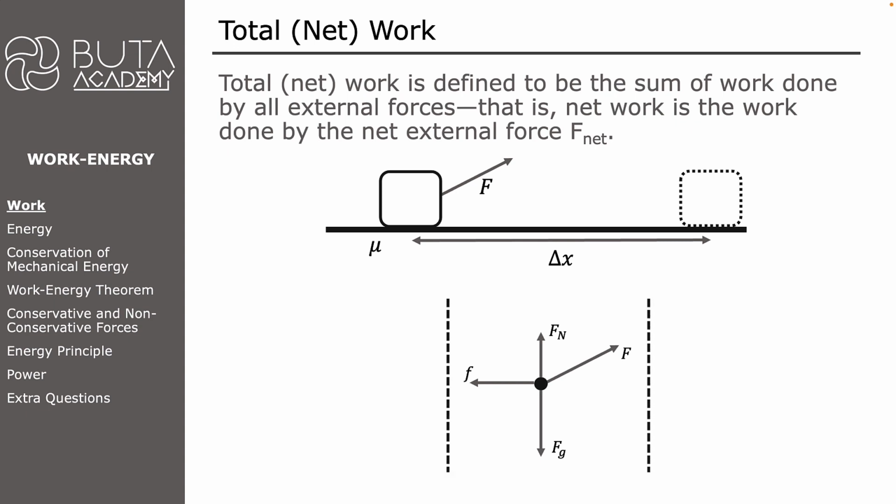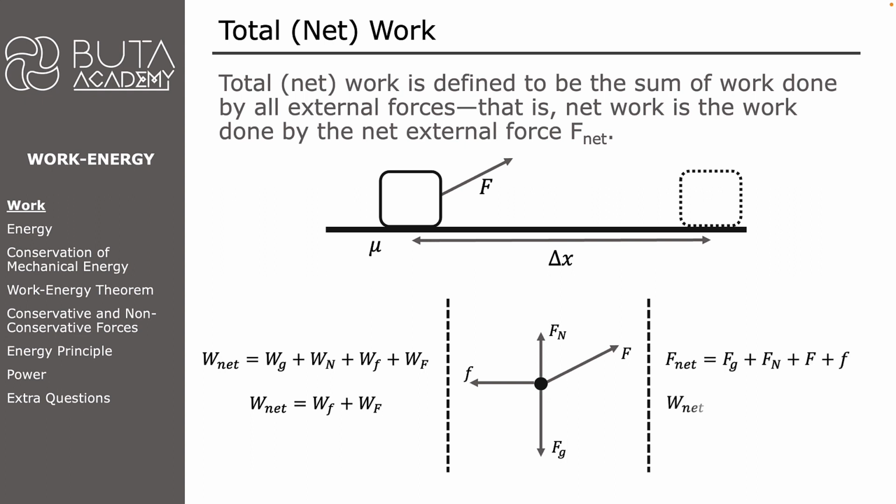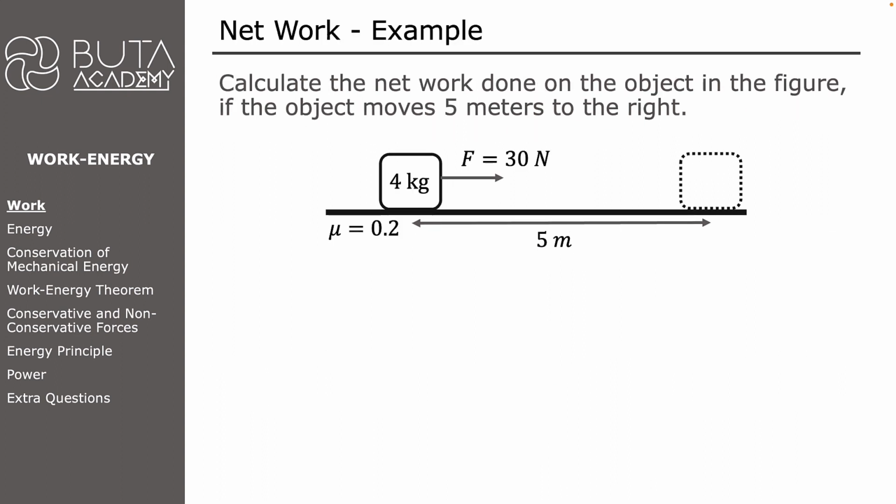There are two methods for calculating total or net work. The first, as previously indicated, is adding all of the individual works. While using this method, we can ignore the works done by forces acting perpendicular to the displacement, since their works are equal to 0. The second option is to first calculate the net force and then use it to calculate the net work. Let's solve a simple example to show the use of each of these methods.